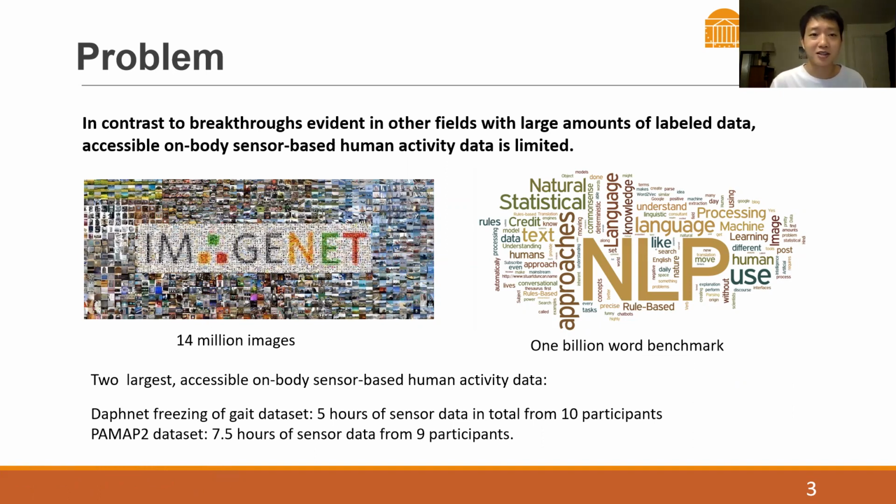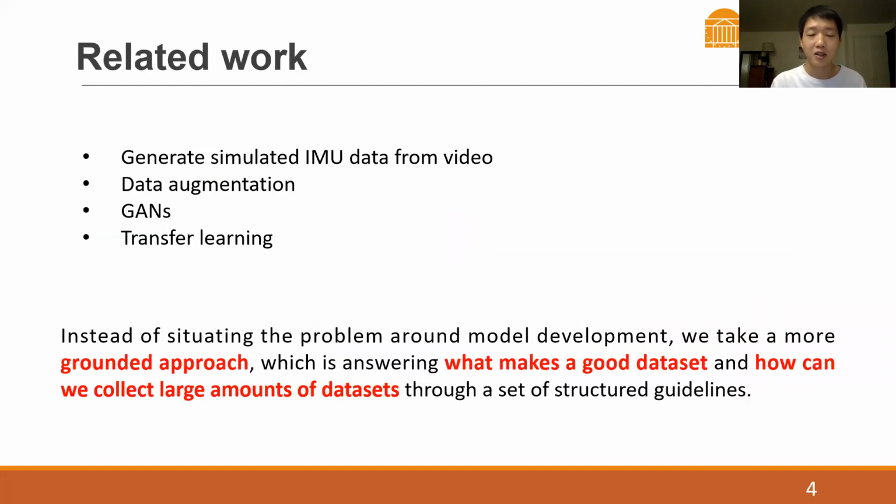But for sensor-based HAR data, of the two largest accessible ones we have now, one is only 5 hours of data, another one is only 7.5 hours, and neither of them has more than 10 participants. So this very limited data really affects the performance of HAR technology. Many researchers try to solve this problem by generating simulated IMU data from videos, or they do data augmentation, transfer learning. In this paper, instead of approaching the problem around model development, we take a more grounded approach.